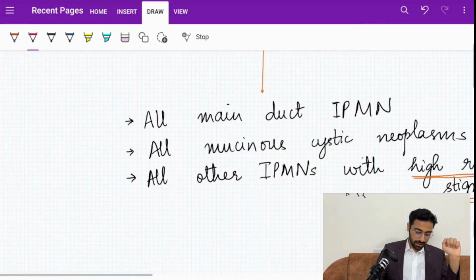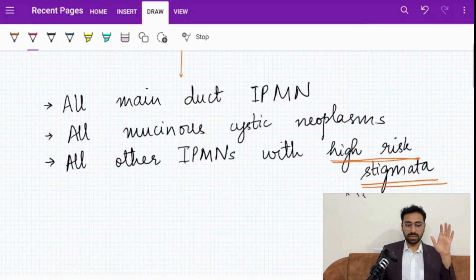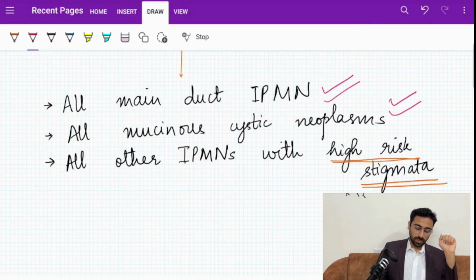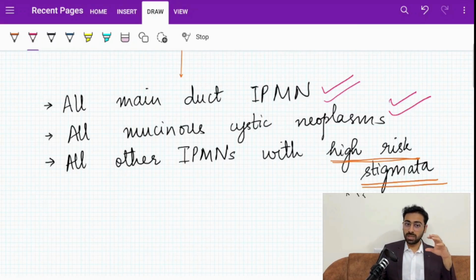There are three neoplasms that will directly go to surgery. First is main duct IPMN. These have a very high malignant transformation potential. Then mucinous cystic neoplasm. Again, one third of them transform into mucinous cystic carcinoma. Very, very dangerous. They usually have liver mets. Then another thing is branch duct IPMNs or other IPMNs that have high risk stigmata.